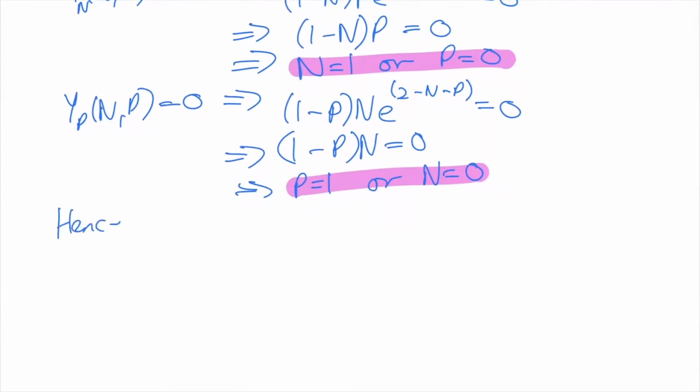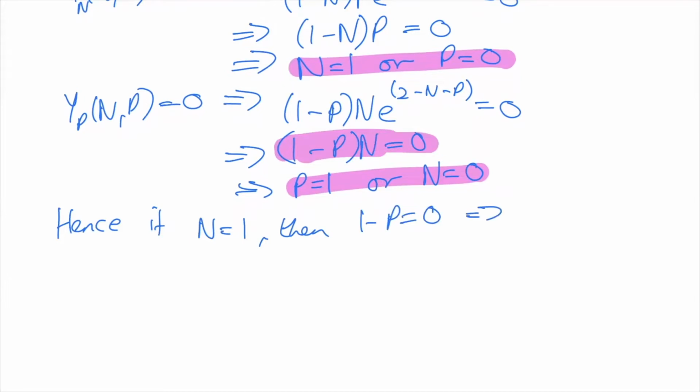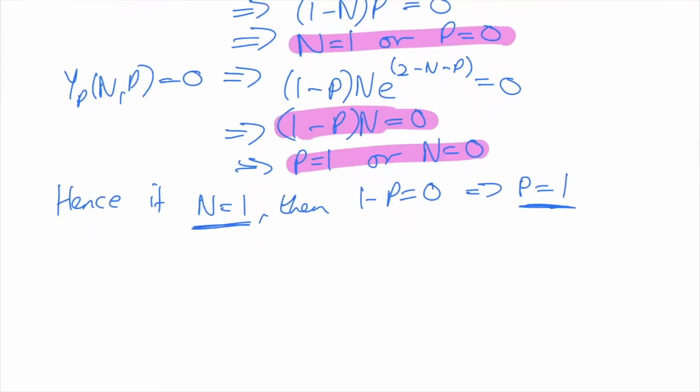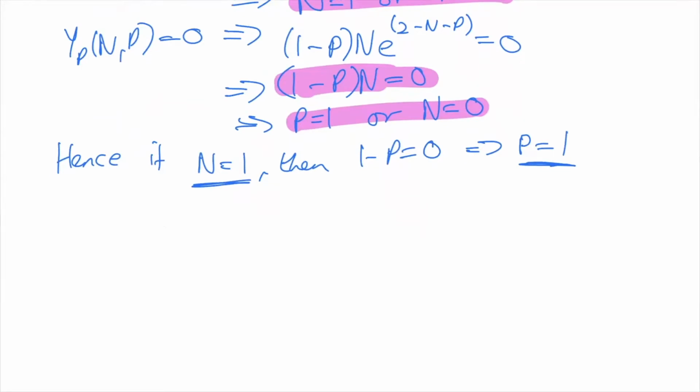So if n is equal to 1, let's take this first one up here, then consider what happens to this second equation here. If n is equal to 1, then that means that 1 minus p must equal 0, and so 1 minus p equal to 0 implies that p must equal 1. So if n is 1, p is equal to 1. We can't have n equal to 1 and p equal to 0.